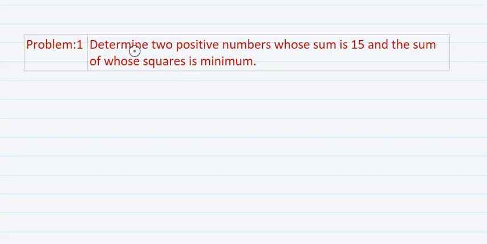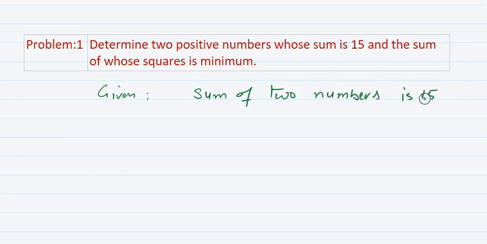Here is the first problem of this type: determine two positive numbers whose sum is 15 and the sum of whose squares is minimum. To attempt these questions, the very first important step is to write what is to be found and what is given. So let me write the given part. Here the given part is two numbers whose sum is 15. So the sum of two numbers is 15. It is given to us.